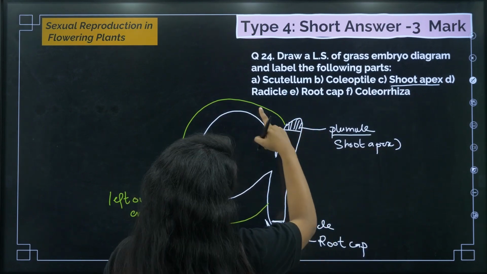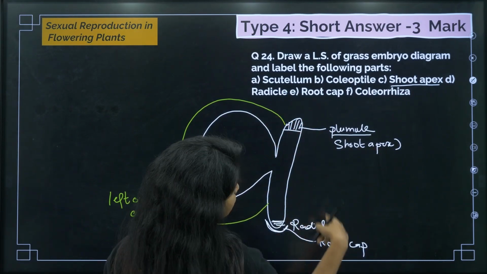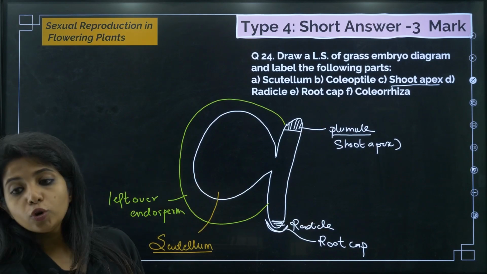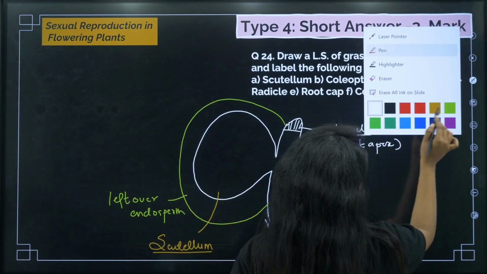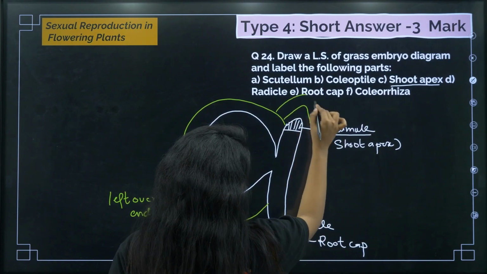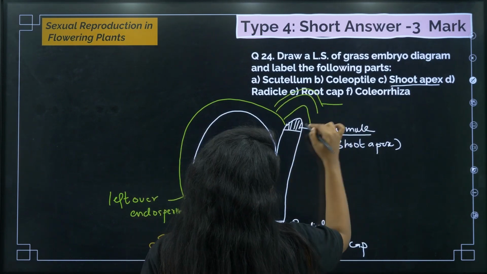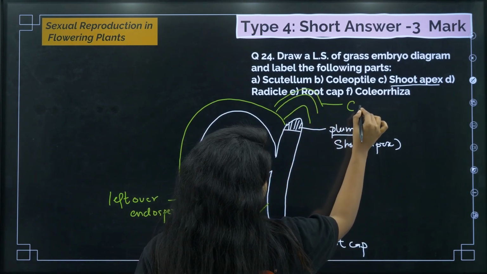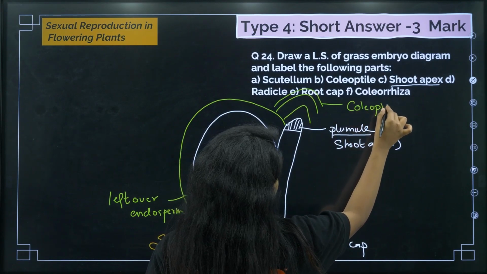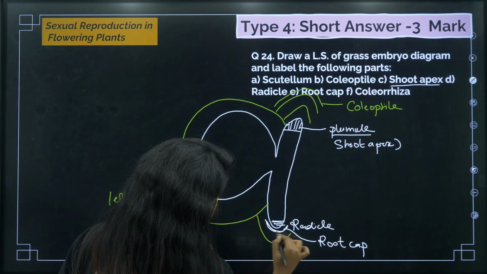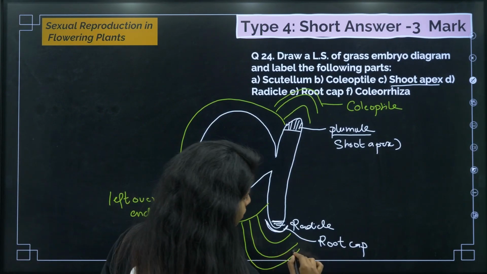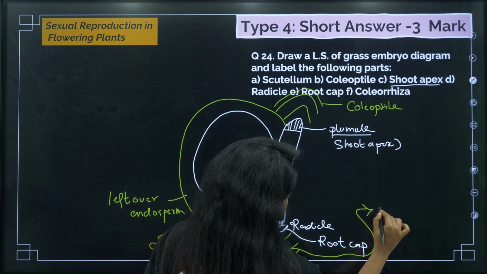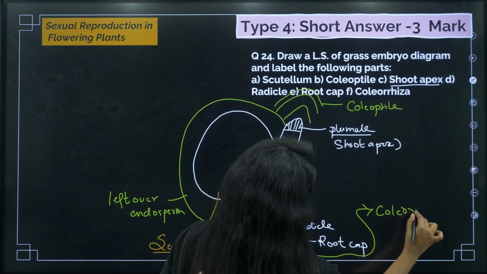And root. Radicle is there, so radicle I have mentioned, root cap also I have mentioned. Now coleorhiza and coleoptile are there. So over here they have also mentioned like this. How we can explain is that we can make things like this. This thing that you see over here, which covers the plumule, that is the coleoptile. Similarly, there will be something like this, which will be covering the root. This will be known as the coleorhiza.